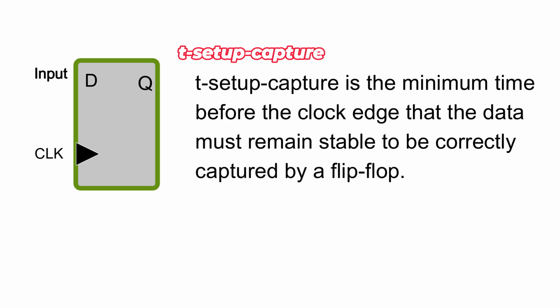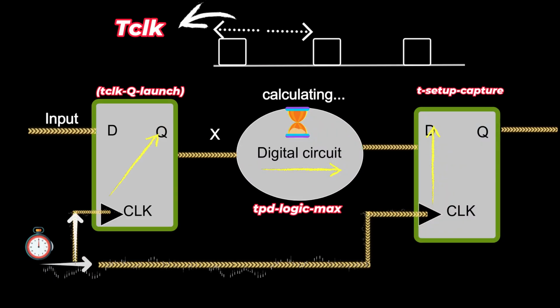by a flip-flop. Here we can see the timing diagram with yellow arrows pointing to the key times we discussed. These arrows highlight the important delays, such as the output delay from the first flip-flop, the propagation delay through the digital circuit, and the setup time required for the second flip-flop. Additionally, above the diagram, you can see T-clock, which represents the time between the two rising edges of the clock.